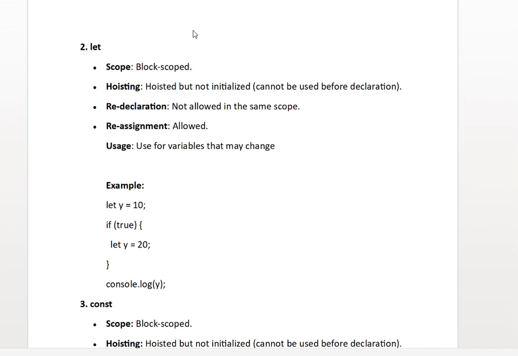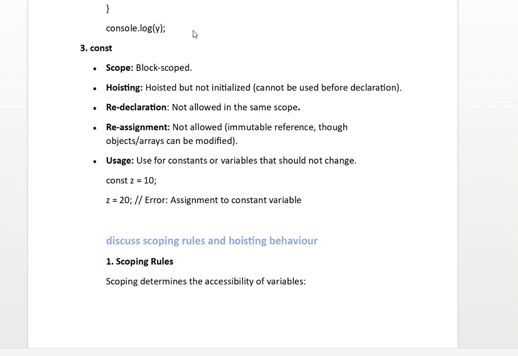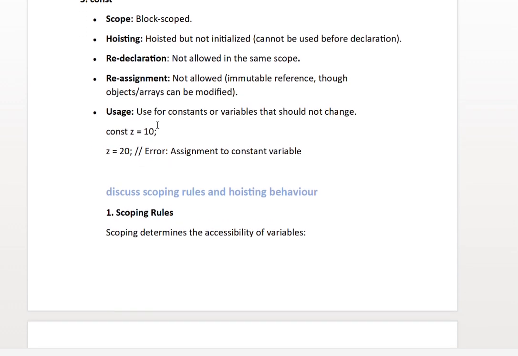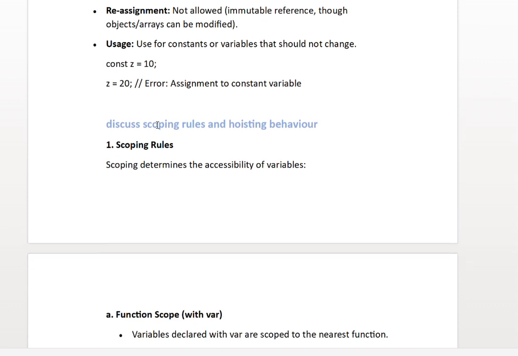the same scope. Coming to const, block scoped, hoisted but not initialized, redeclaration not allowed in the same scope, immutable reference. Usage: used for constants or variables that should not change. So it is named const, which means constant.